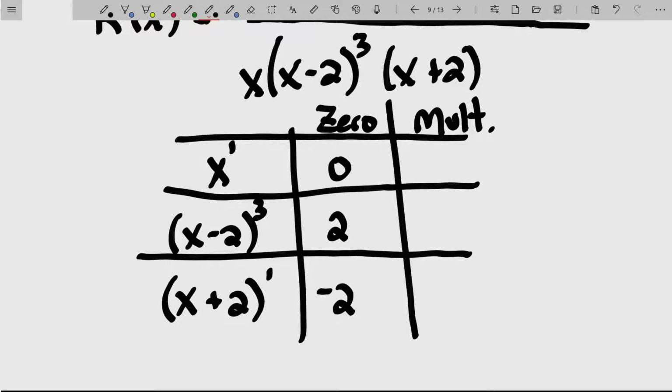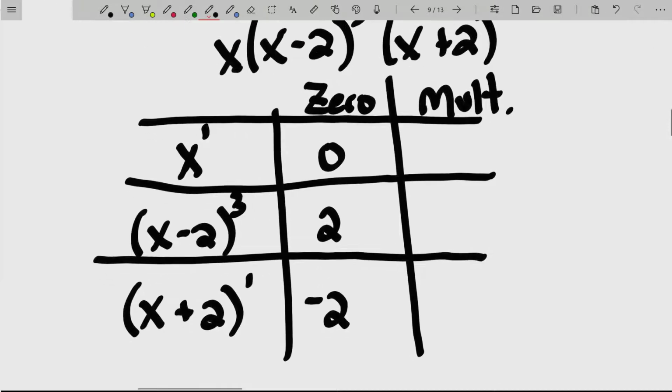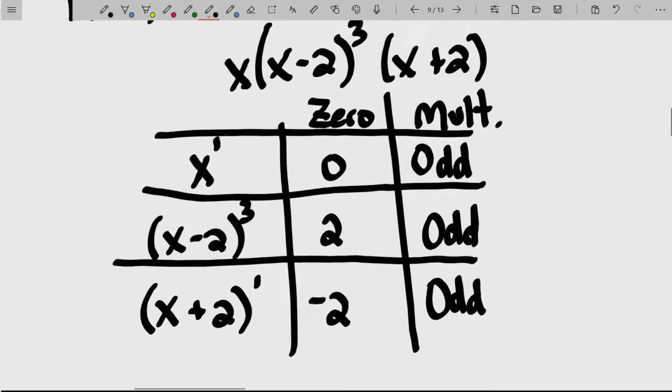When you're talking about vertical asymptotes, which is what these will lead to, all you need to note is, are they odd or are they even? And these are all odd multiplicity because the powers are all odd. So that's what I'm saying. If the powers are odd, then it's odd multiplicity.